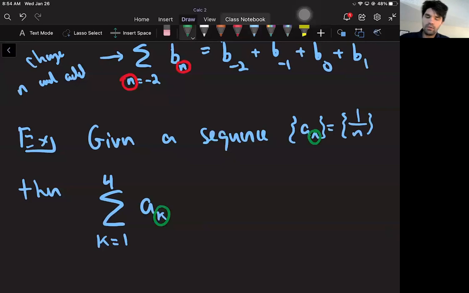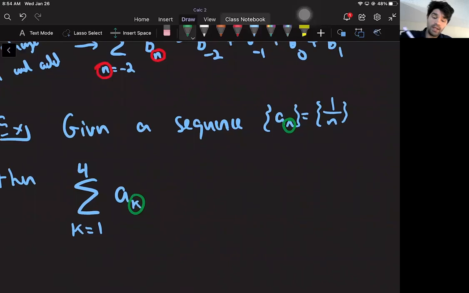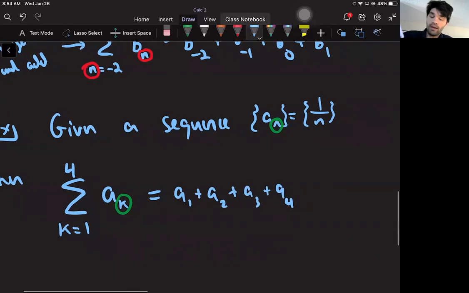It can get a bit confusing. Those don't have to be the same, because what matters is that K is just ranging from 1 to 4. And this N just represents the nth term in the sequence. So you can still use it the same way. So here I change K to 1, I add, I change K to 2, I add, I change K to 3, I add, I change K to 4. And now that I know what AN actually is, I can use this.